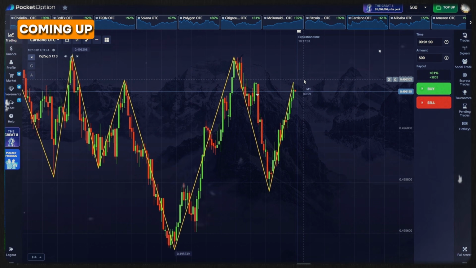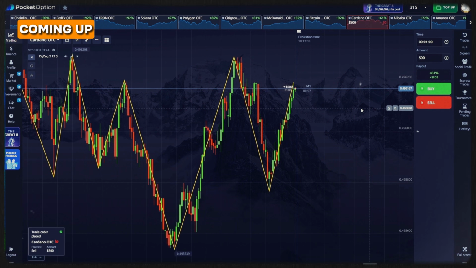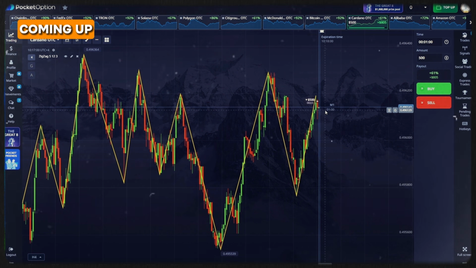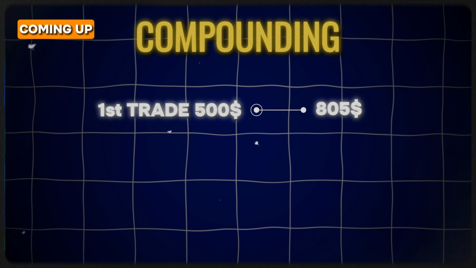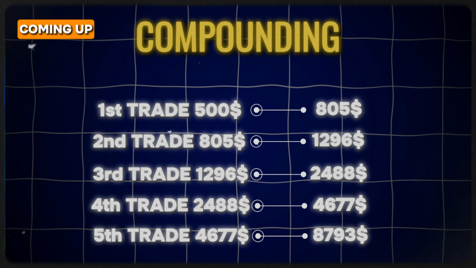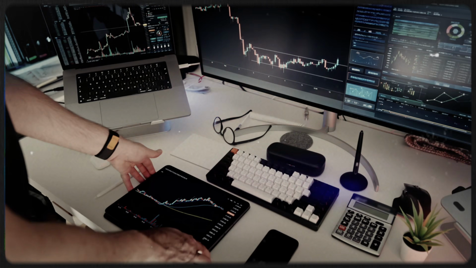My first trade on Cardano OTC for a downside move. I placed a $500 trade because the previous candle closed below the zigzag level. The trade started going in our favor, and after a few seconds, I won my first trade. My balance increased to $805. I'll stop here for now. I made $8,793.